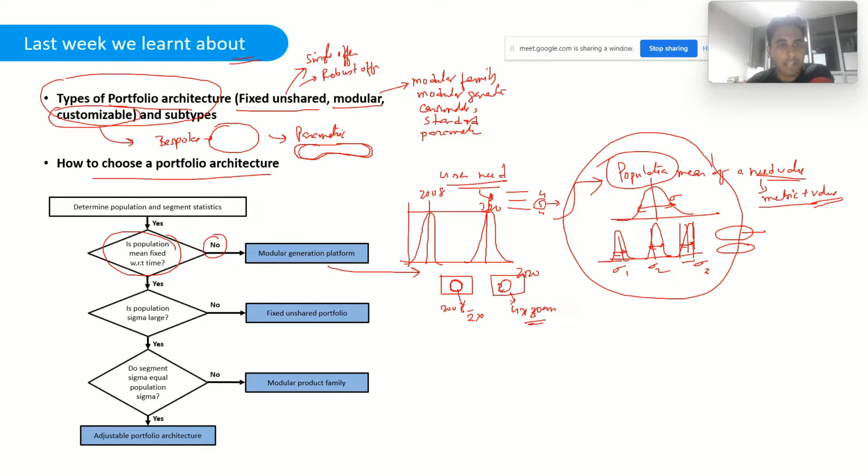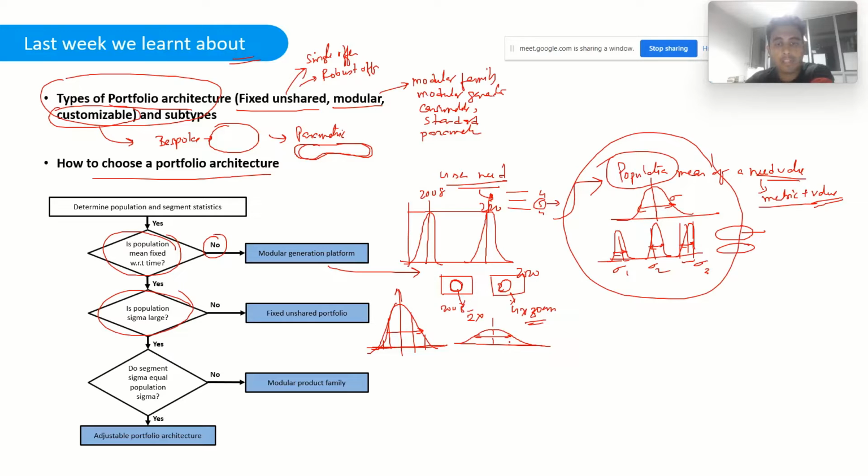Similarly, after identifying that the mean does not change, you can go for the next thing, which is whether the population sigma is large. Population sigma large means population standard deviation large. That means we have a very wide bell curve. That means there is a lot of variation in the value that people demand. So a wider distribution means there is a lot of variation that people are looking for in a particular need or specification value.